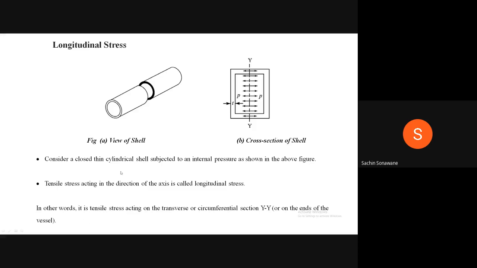Consider a closed thin cylindrical shell subjected to an internal pressure as shown in the above figure. Tensile stress acting in the direction of the axis is called longitudinal stress. Longitudinal stress means horizontal stress. You see that it is acting horizontally. In other words, it is tensile stress acting on the transverse or circumferential section YY or on the ends of the vessel. It is acting along the vertical axis or transverse axis.